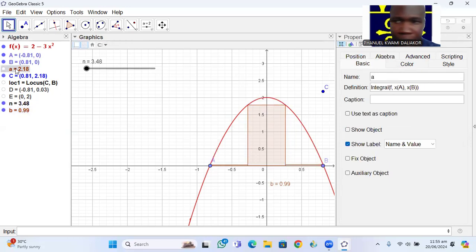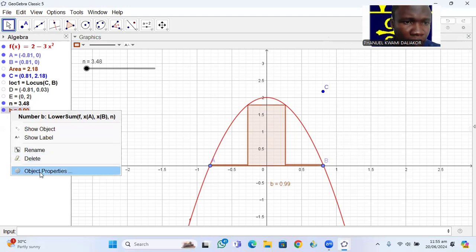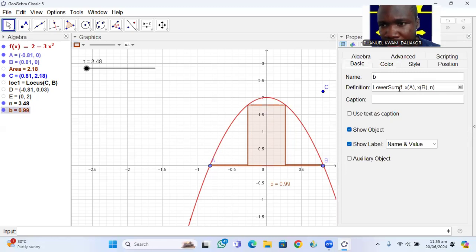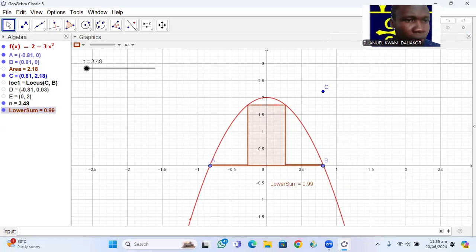Let's work on this one. This one will be area, type area. That's area. This one will be, go to object, take this, copy, paste, do that. We have our lower sum. Okay, so we have our lower sum, so we can still hide it.